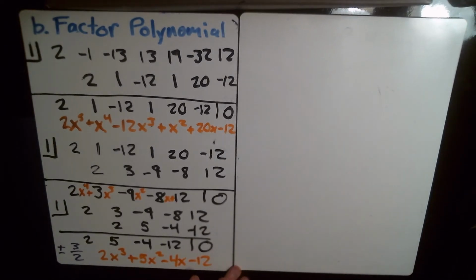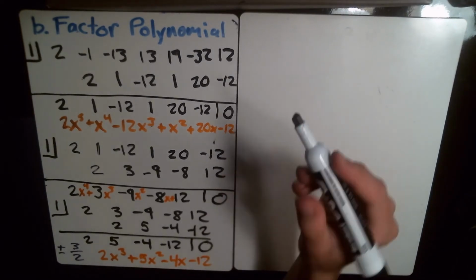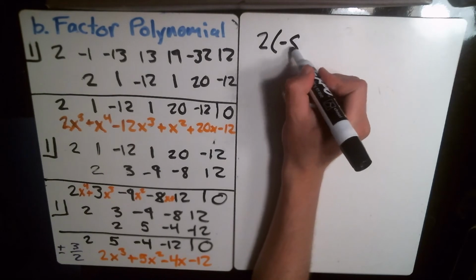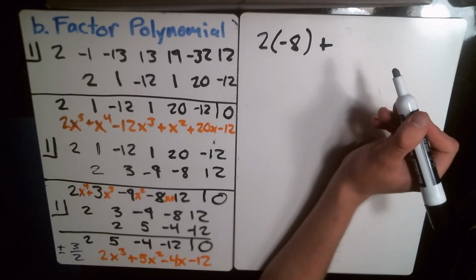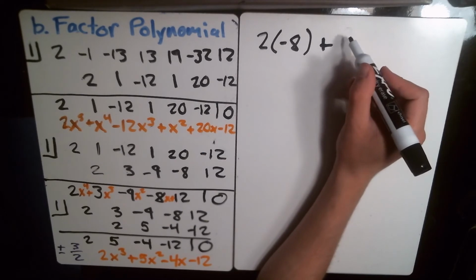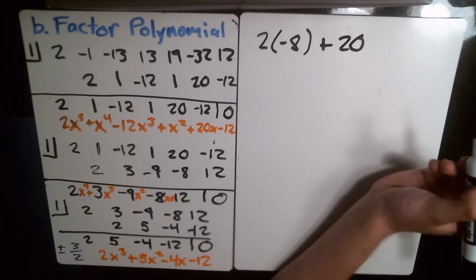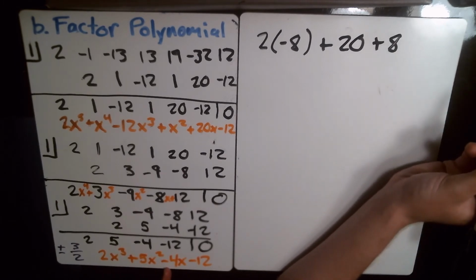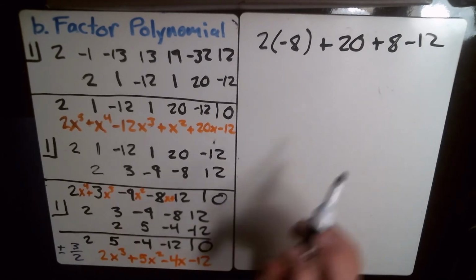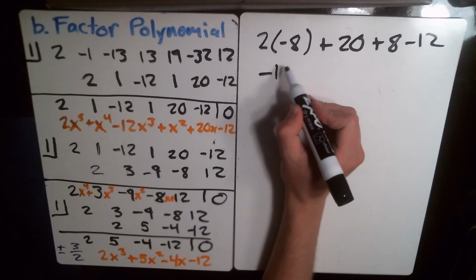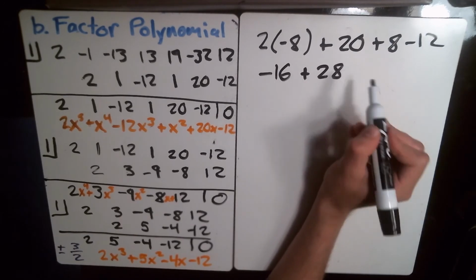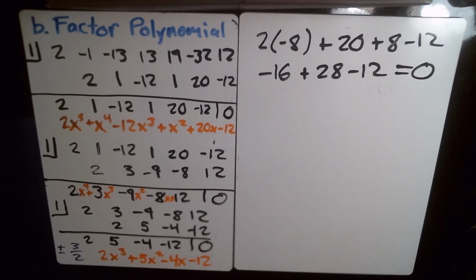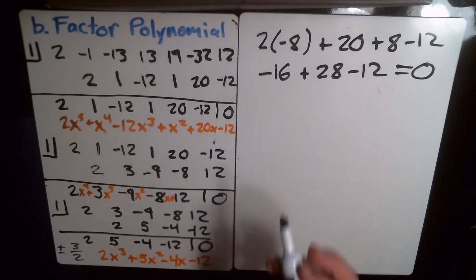So 2 doesn't work. Positive 2 doesn't work. So let's try -2 then. So 2 times -2 cubed is -8 plus 5x squared, so negative 2 squared is 4 still, so it's 20. And then minus 4 times negative 2 is going to be plus 8, and then minus 12. So what have we got here? We're going to have negative 16 plus 28 minus 12. And oh hey, that is 0. Okay, so this works. Negative 2 works, which is great.